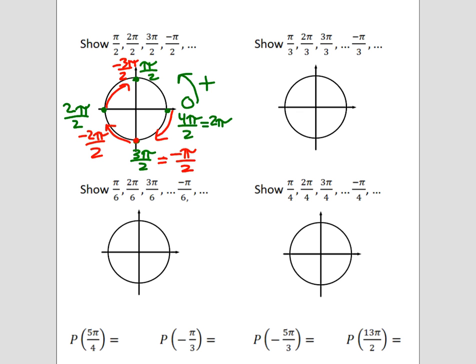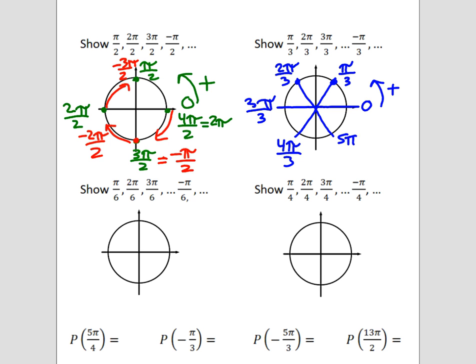Now with pi over 3, if you look at this, this is again pi. Imagine you separate that in 3 equal parts, so it's going to look like this approximately. Remember, we start at 0, we go positive that way. So that's pi over 3 here. This would be 2 pi over 3 and 3 pi over 3. If you keep going, then you would have here 4 pi over 3, 5 pi over 3, and finally here 6 pi over 3, which is the same as 2 pi.